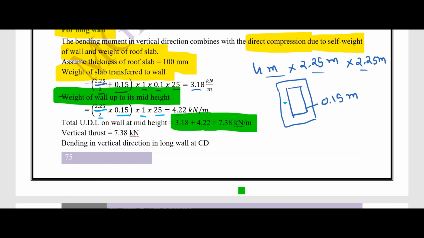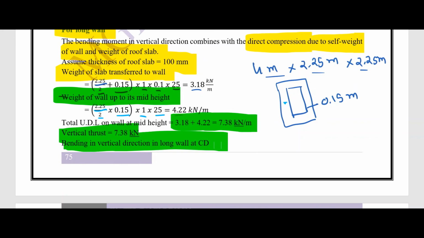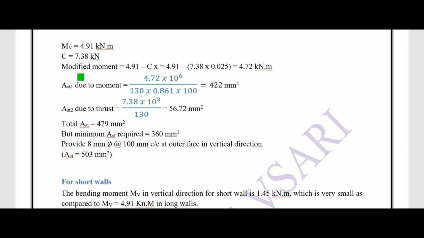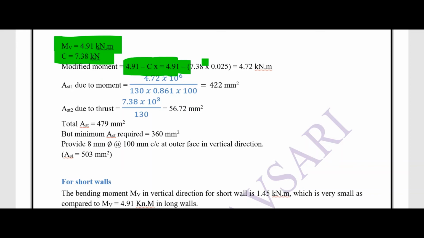Here is a vertical truss, so bending in the vertical direction along the long wall at CD. So we have moment here and compressive force. We have the moment calculated earlier, and now we have a compression force. Now we are going to modify the moment by Cx. So the modified moment is 7.42.